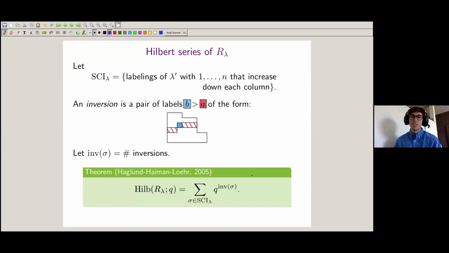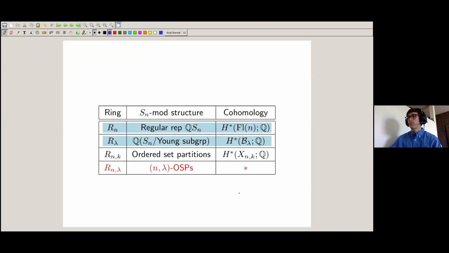And this is a very special case of the theorem of Haglund, Haiman, and Loehr from 2005. They proved something much more general, but it implies that the Hilbert series of R lambda is equal to the generating function over the inversion statistic of these labeled objects. Okay, so we've seen Rn, we've seen R lambda, and let's move on to Rnk.